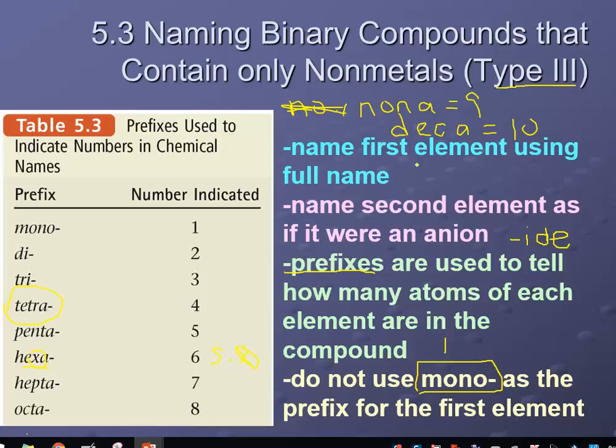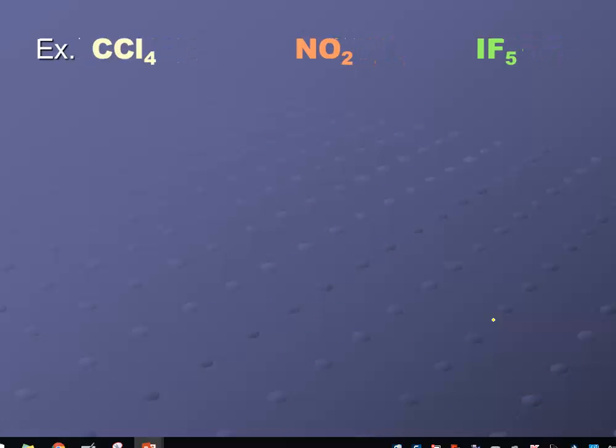Okay, so now what do we do with those things, Mrs. Fairchild? Well, these prefixes are placed in front of the element name to tell how many of each atom is present in the compound. And I think once we start working on it, you'll understand what I'm saying. Again, remember that this mono prefix, the 1, is not used for the first element, but it can be used for the second element if there's only one. Okay, so here are some examples.